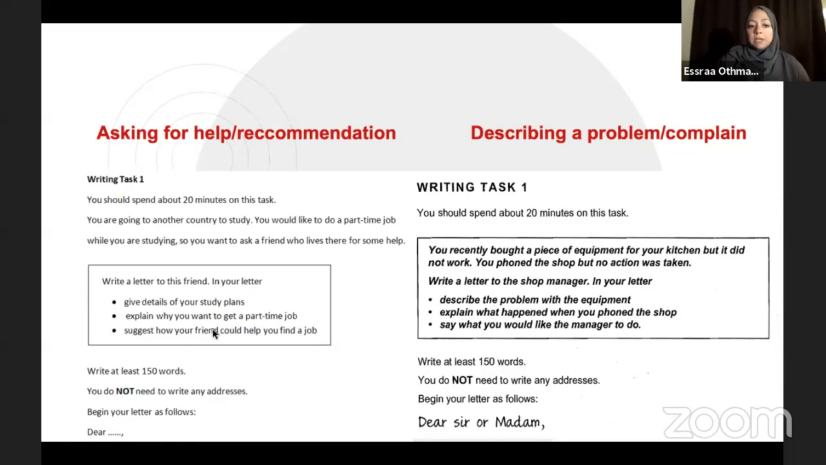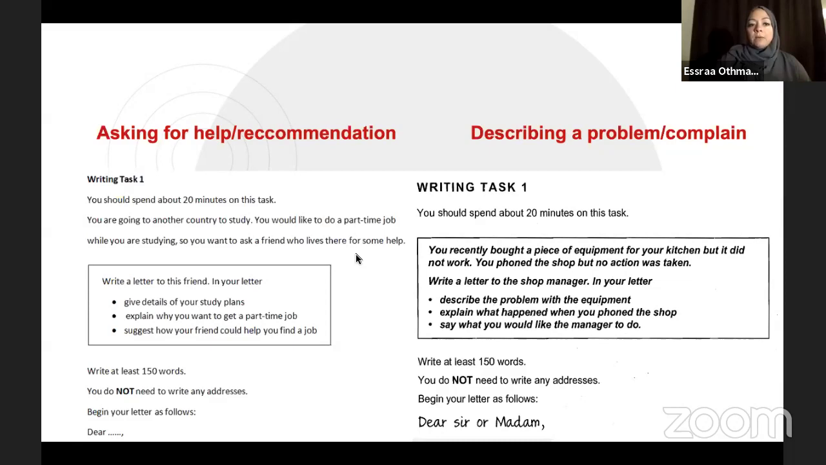You cannot skip any of them. If you do, you lose points or marks. It also shows you here that you need to write 150 words. You don't need to write any addresses, and it helps you by showing how to begin your letter: Dear, and then you write the name of the person. So as you can see, those are the most common types of Task 1 in the General Training part.